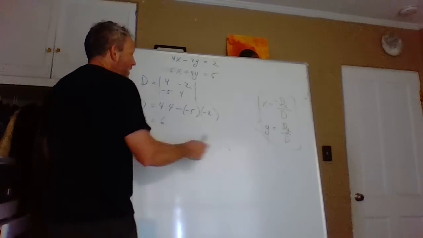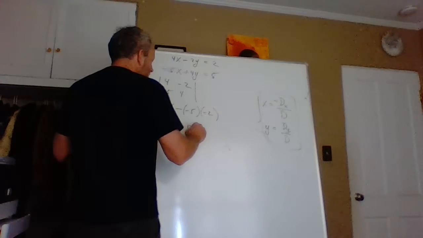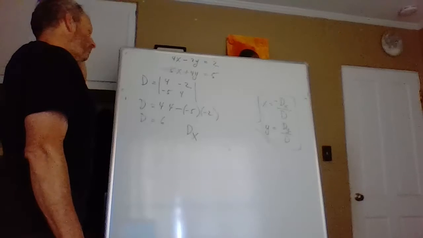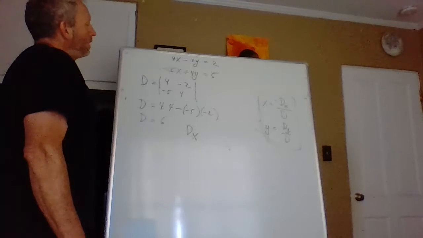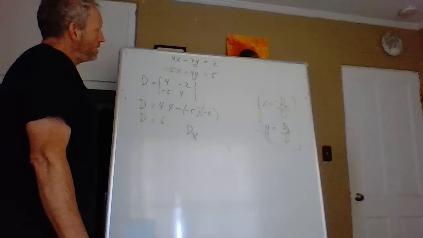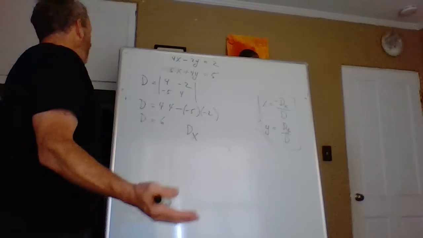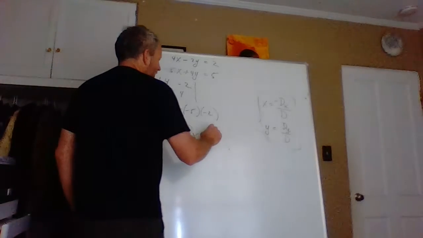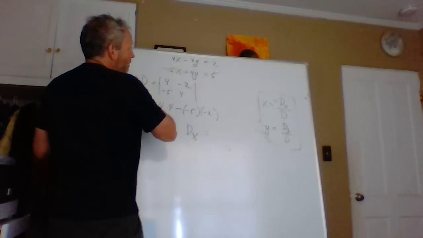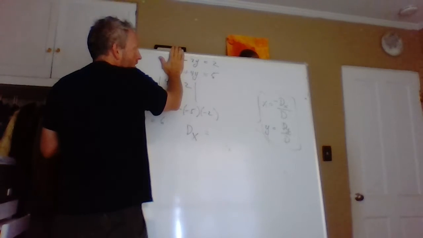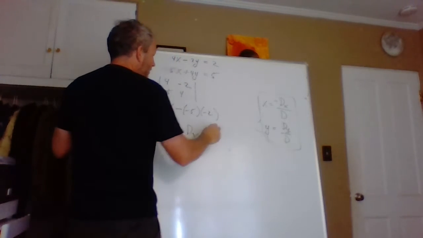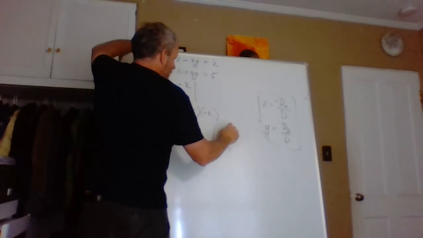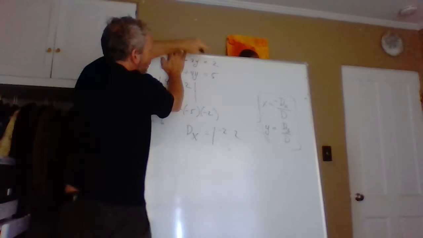Okay, so let's find D sub x, the determinant for x. Again, I'm going back and forth between the way the book says to do it and the way I traditionally do it. They're the same thing. Again, it doesn't make a difference. But let's just find the determinant of the matrix we get by deleting the x column. Now, what would I have here? We delete the x column. Negative 2, 2, and 4, 5.